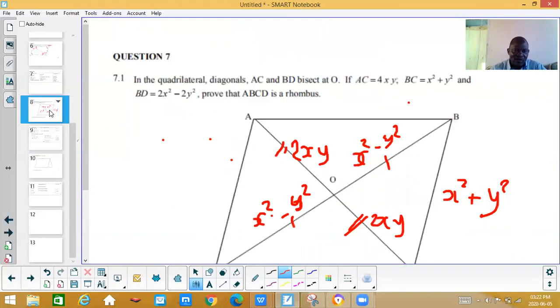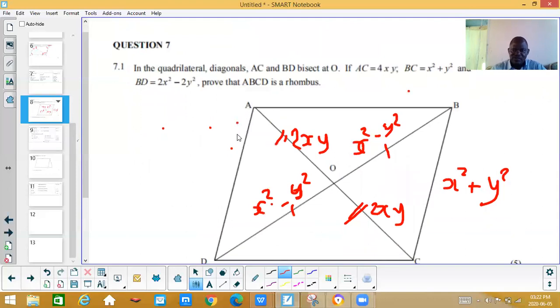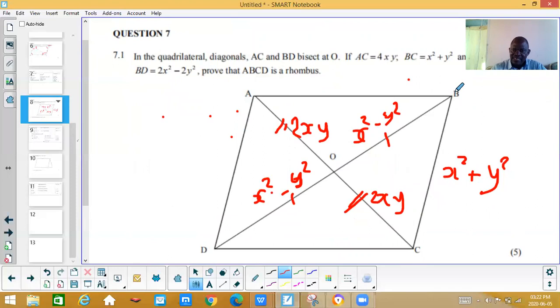Let us look at our BC squared. Because if this one is a rhombus, they must bisect at 90 degrees. So BC squared, that would mean to say this one is a right angle triangle. It must be a right angle triangle. So BC squared must be equal to (x squared minus y squared) all squared plus (2xy) squared.